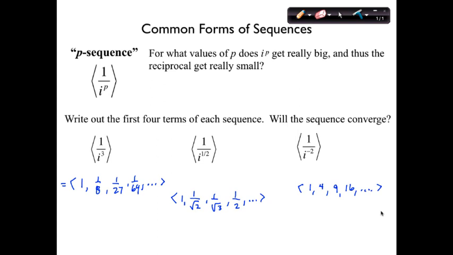Which converge and which diverge? Does the first one converge or diverge? Converges. How about the second one? Does it converge or diverge? So let's keep going here. 1 over radical 5, 1 over radical 6, etc.